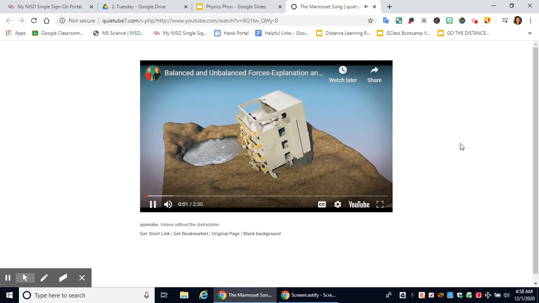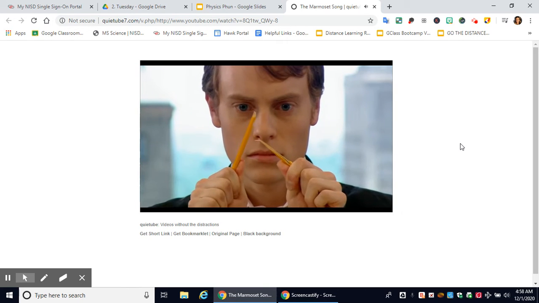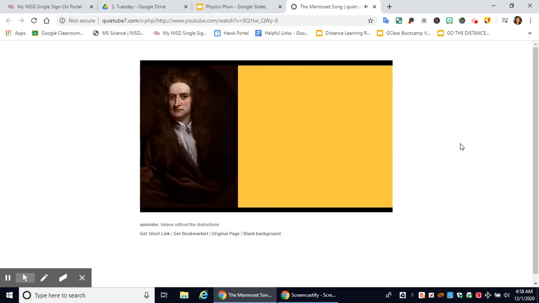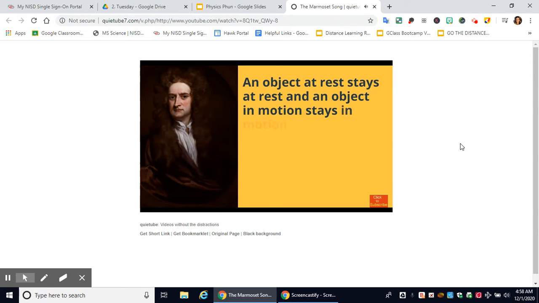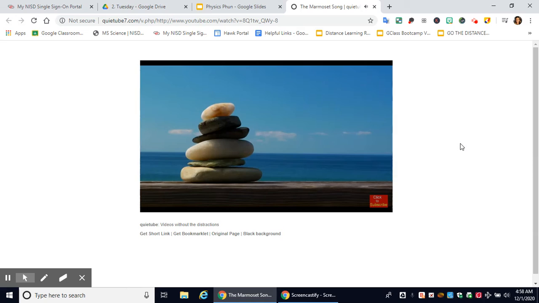What happens when forces are unbalanced. Welcome to Mimu Math and Science in Balanced and Unbalanced Forces. Newton's first law of motion states that an object at rest stays at rest, and an object in motion stays in motion with the same speed and in the same direction unless acted upon by an unbalanced force. But how are balanced and unbalanced forces different?